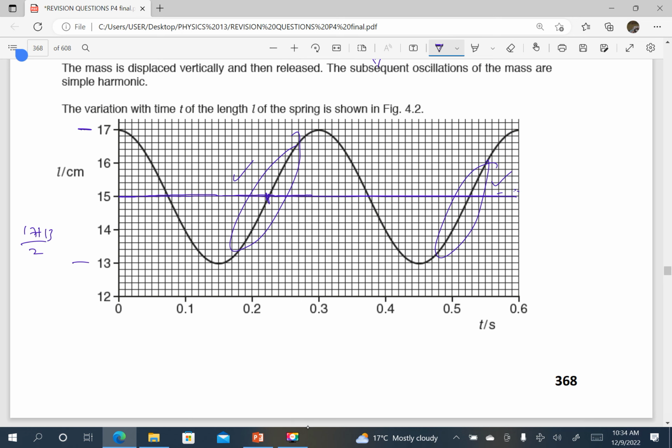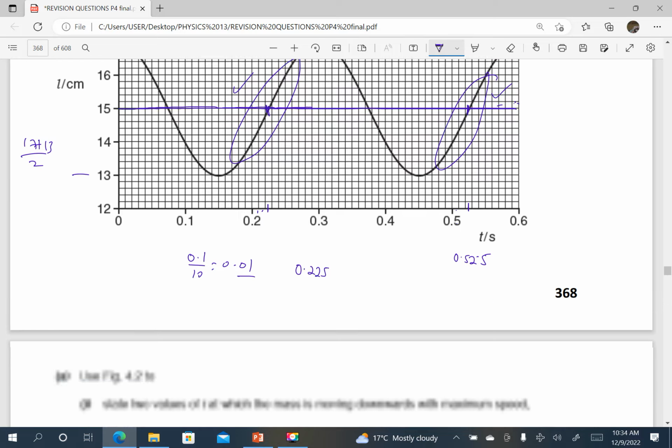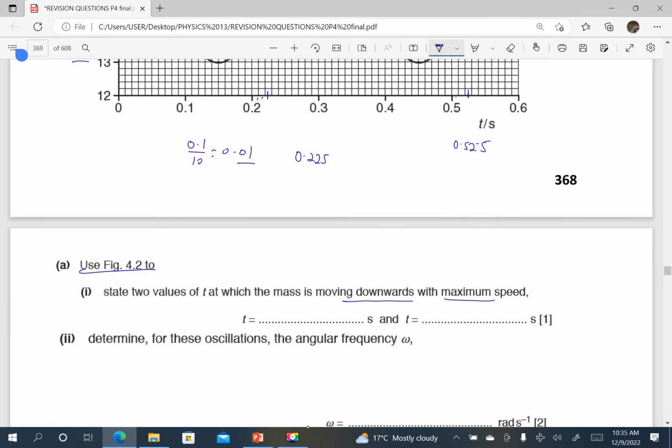So we look for that value of time. It is in the middle of this box. It is also passing equilibrium at this value here, which is in the middle of that box. So just look for those values of time. On the x-axis, each small square is 0.1 divided by 10, that is 0.01. So this one is 0.22 and a half, that is 0.225. Then here, this is 0.52 and a half, so 0.525. So we have time as 0.225 and 0.525.